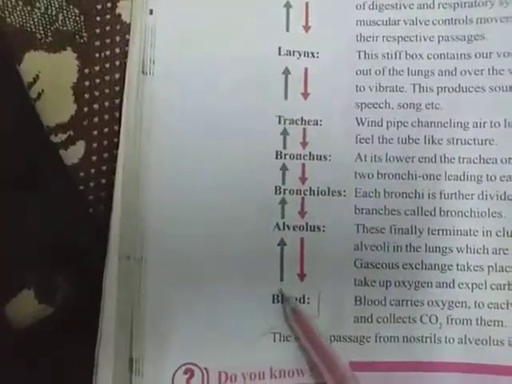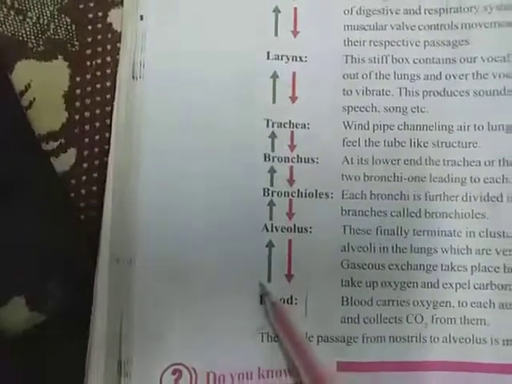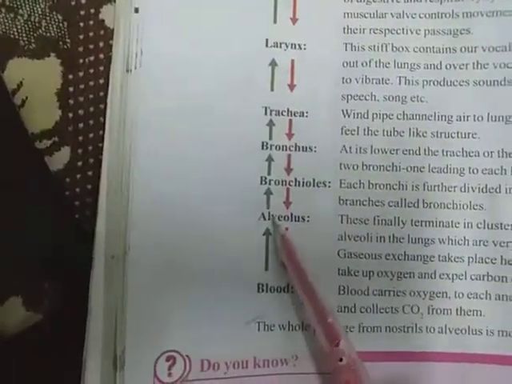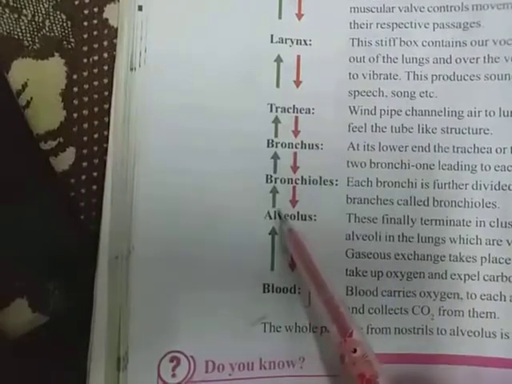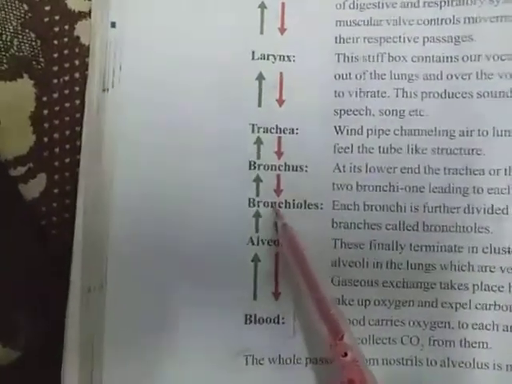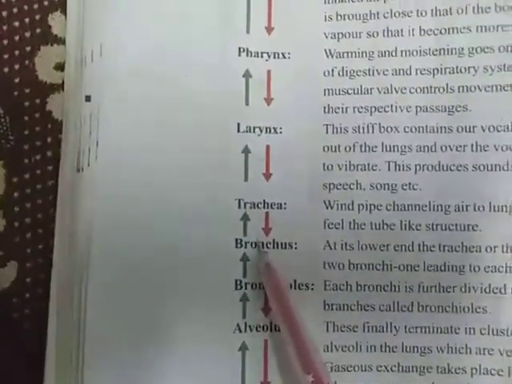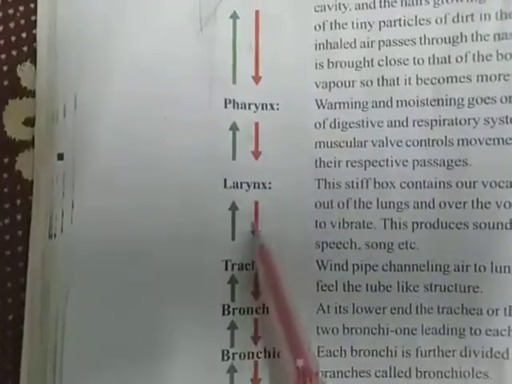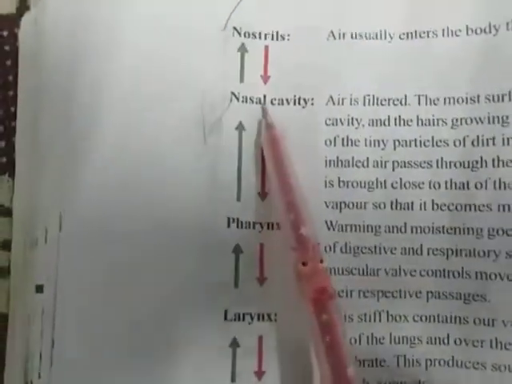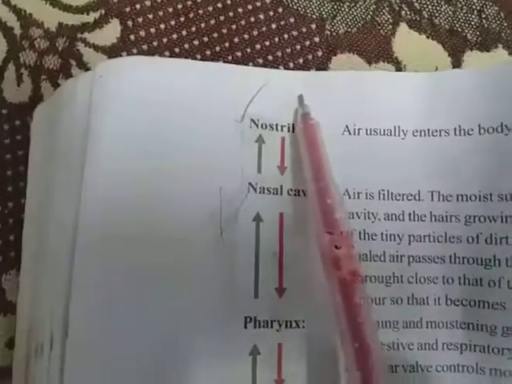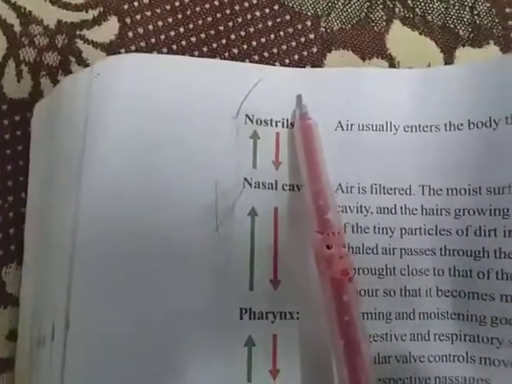Whenever the blood capillaries lose carbon dioxide, that carbon dioxide will enter into the alveoli, to bronchioles, to bronchus, to trachea, larynx, pharynx, to nasal cavity, nostrils. Finally, through the nostrils, CO2 will come out from our body. So this is the pathway of gas exchange in our body.